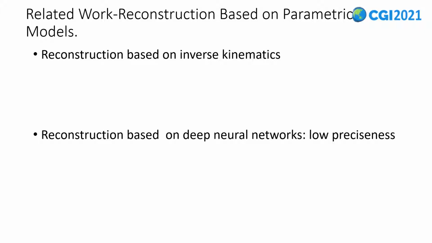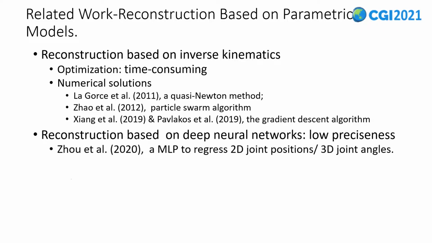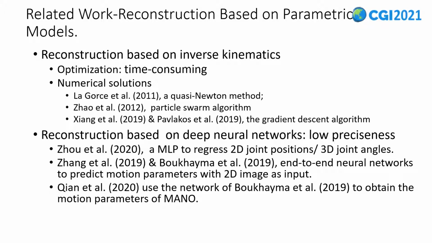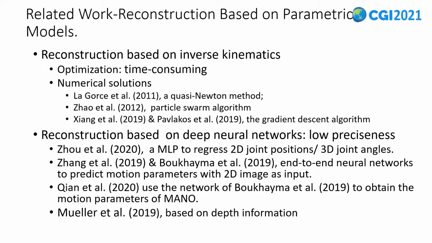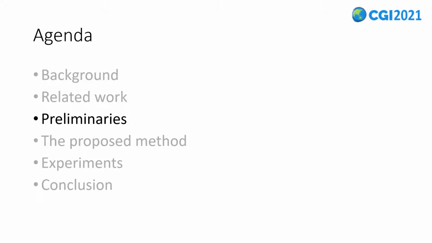Some make reconstruction based on inverse kinematics. They use traditional optimization and numerical solutions, which leads to huge time cost for each iteration of optimization. Recent development shows that deep neural networks are very promising to reconstruct 3D hand poses, but they ignore orientations and require additional steps. Thus, their robustness is not good enough and it is still a challenging task to predict 3D joint positions with accuracy. The third part is preliminaries.